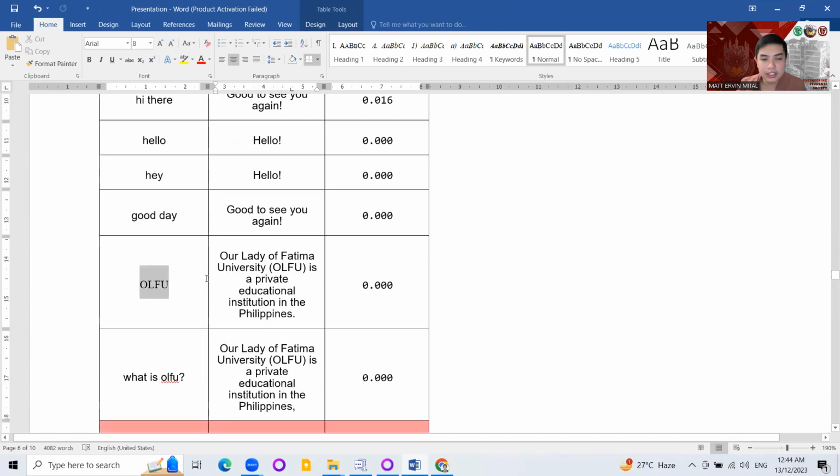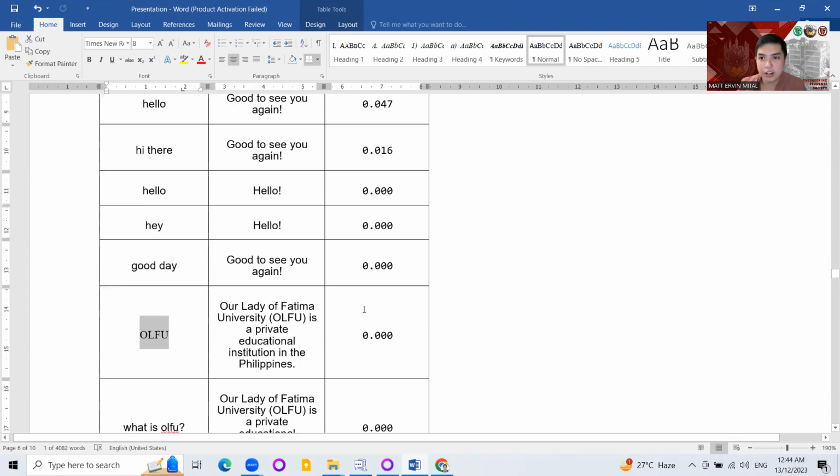OLFU, this is the acronym of our school. The response of the chatbot will be, "Our Lady of Fatima University is a private education institution in the Philippines." Again, this system only answers frequently asked questions. But in the future, we would like to add more questions so that students, faculty members, and employees of our university can use this system, and possibly implement it on a large scale.